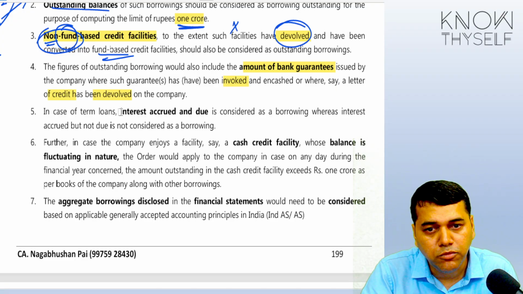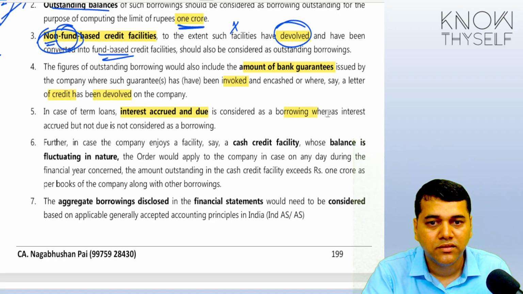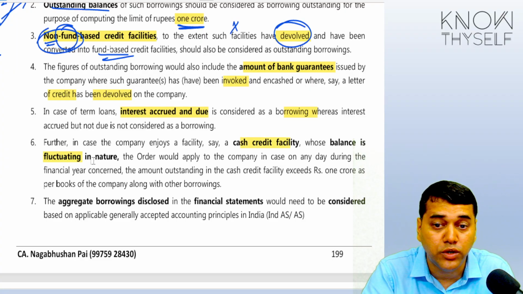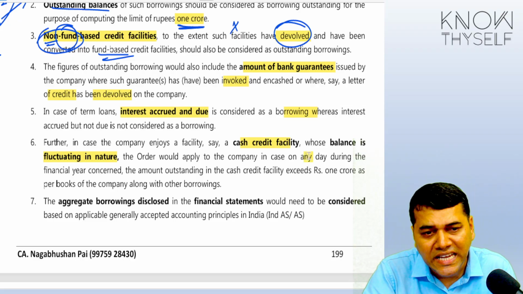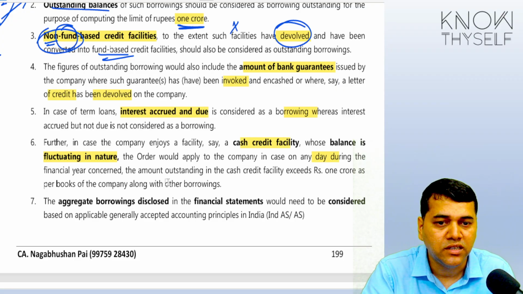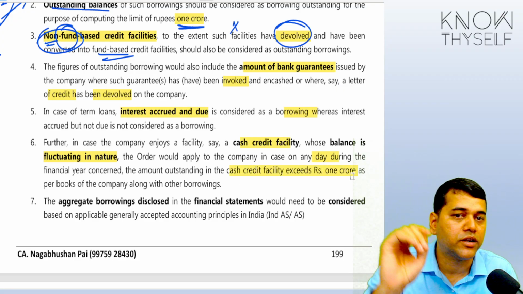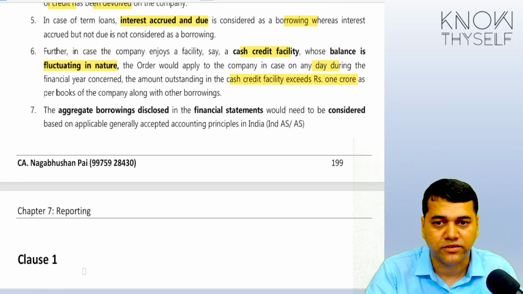In case of the term loan, interest accrued and due is also part of the borrowing, obviously. In case of a cash credit facility whose balance is fluctuating in nature, the order would apply to a company in case any day of the financial year, the amount of the credit facility exceeded 1 crore. So please see to it that your credit won't go more than 1 crore. Then you'll be ready to pay money to the auditors, extra money.